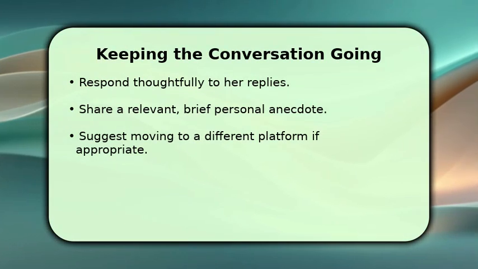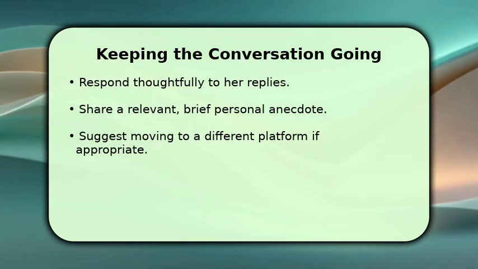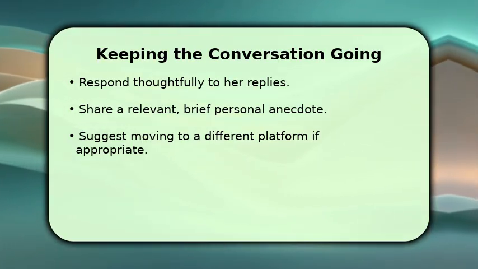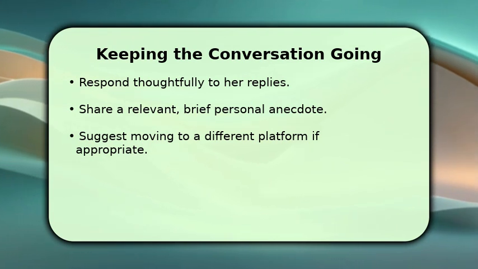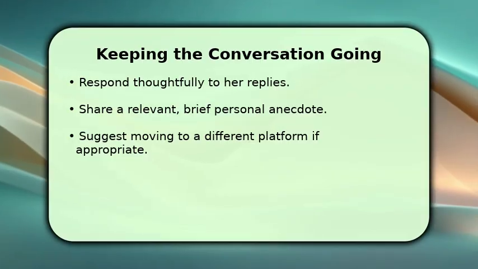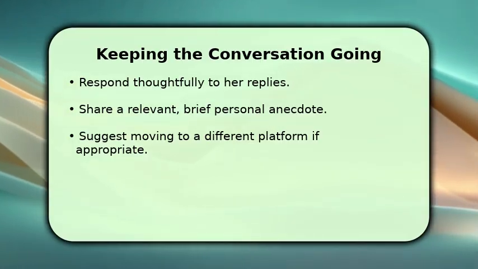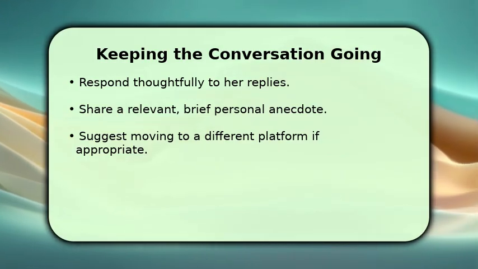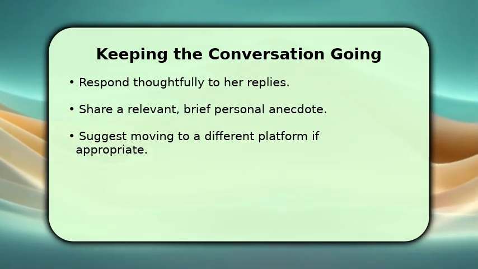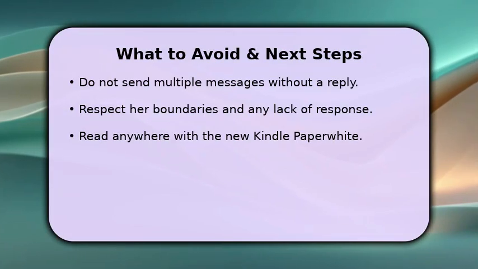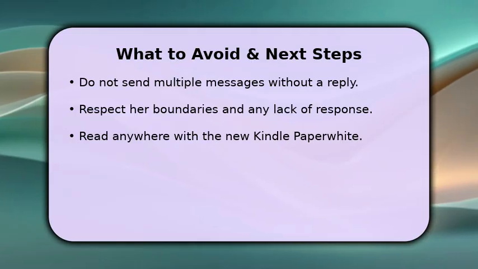Once she replies, continue the conversation by responding thoughtfully to her points. You can share a brief, relevant personal anecdote that connects to what she said, showing you're engaged. Avoid rapid-fire questions. Instead, let the conversation flow naturally. If there's a good connection, you might eventually suggest moving the chat to a different platform, like a phone number or another messaging app. It's crucial to avoid sending multiple messages if she hasn't replied.